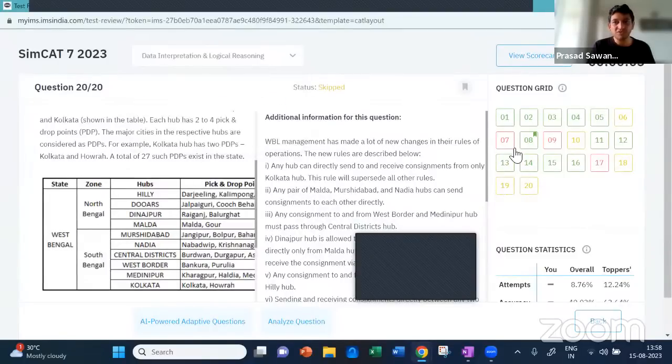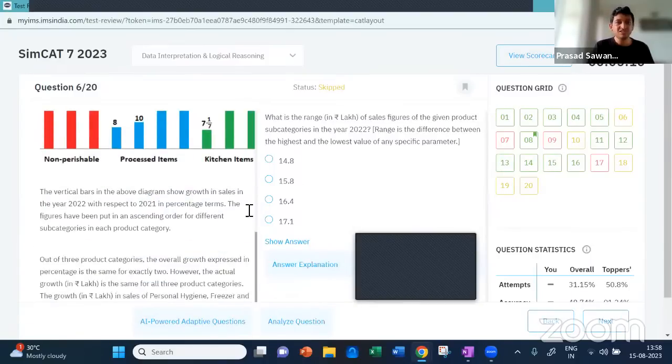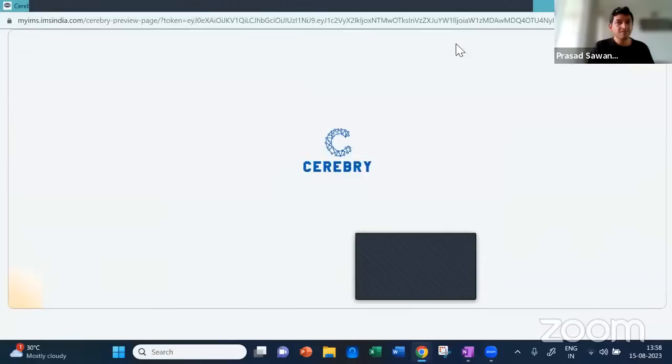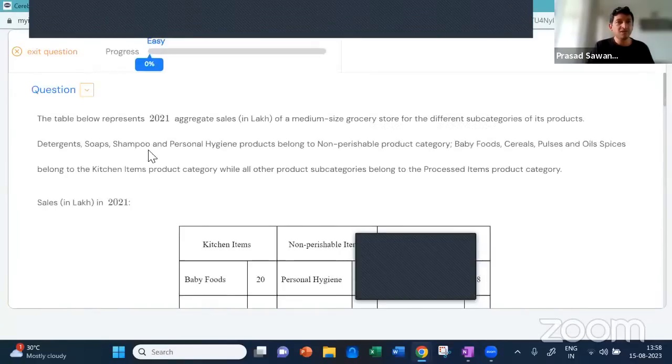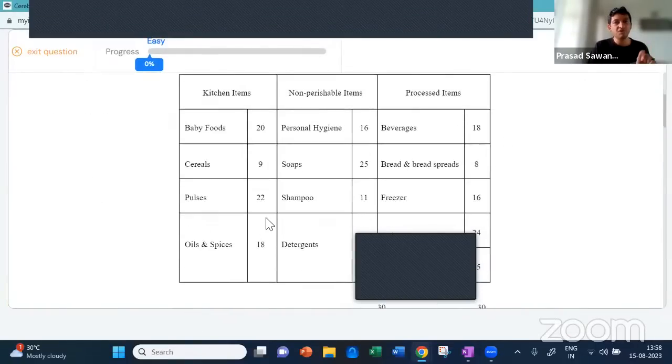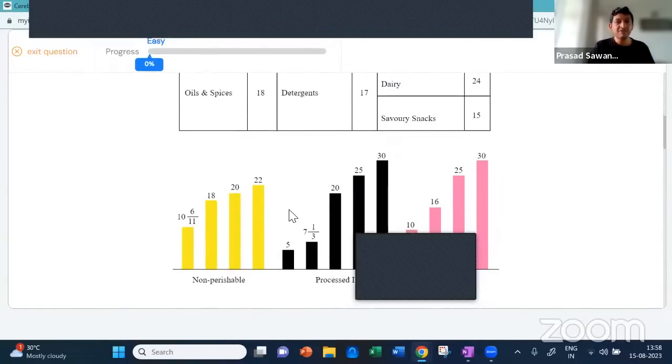And again, for those of you who are facing trouble with things, there's a small suggestion here. So this is what you have. Let's say, for example, you managed this set somehow, but then you are not able to do it. There is this thing called AI powered adaptive questions. You can simply click on it. You will get a portal that will open up, and then you will get a question which is similar to what you had solved. So it's not the same question. It will be similar to what you had solved.